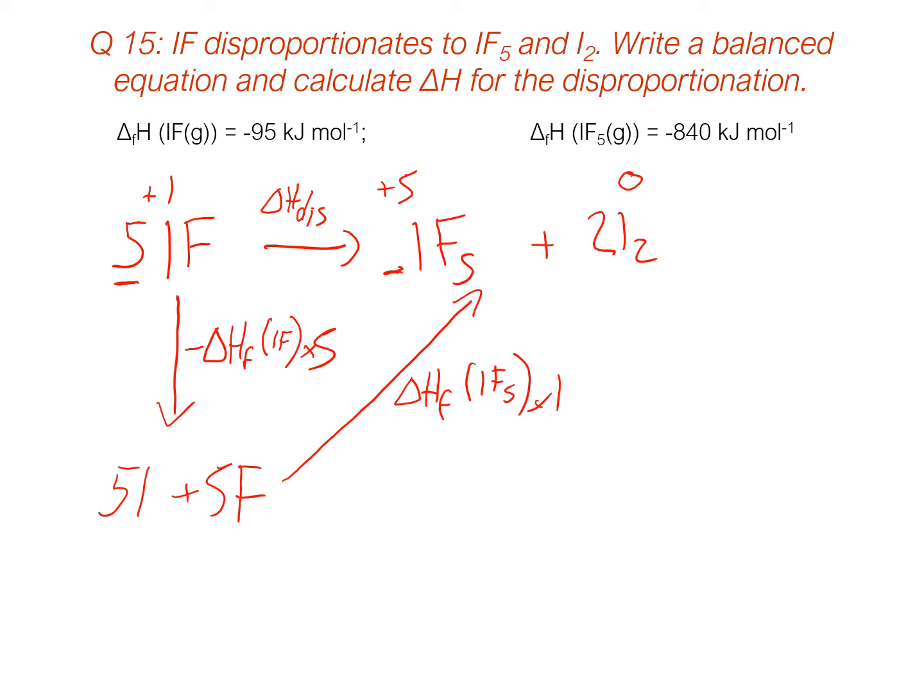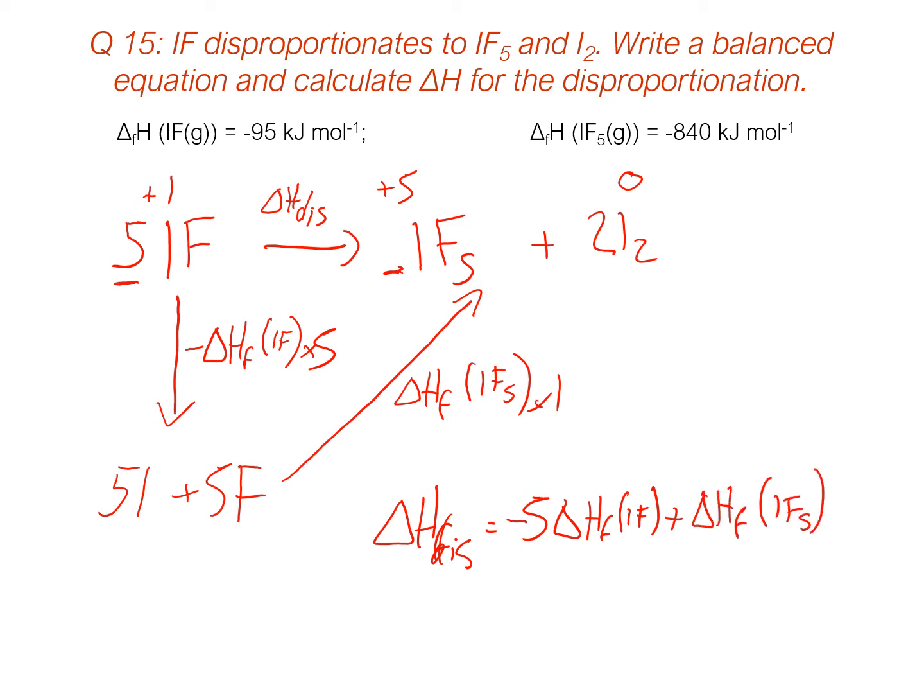So let's write out a whole equation for working this out. We've got the enthalpy change of disproportionation equals minus 5 times the enthalpy change of formation of IF plus the enthalpy change of formation of IF5. Now if we put some numbers in, so this first one is minus 5 times minus 95, and then here we've got plus the enthalpy change of formation, which is minus 840.